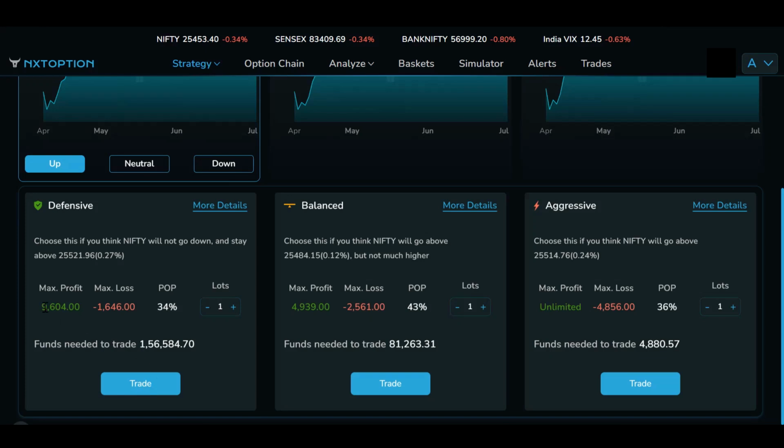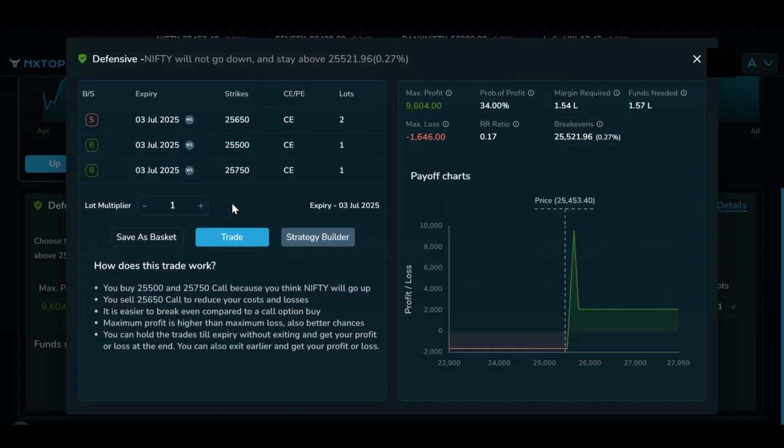Here, if I execute this trade, like if I click on the trade, the strategy will get executed in the market. This trade can get me 9,600 as a profit, or I may lose 1,646 as a loss. Now, if I click on more details here, it gives me the strategy.